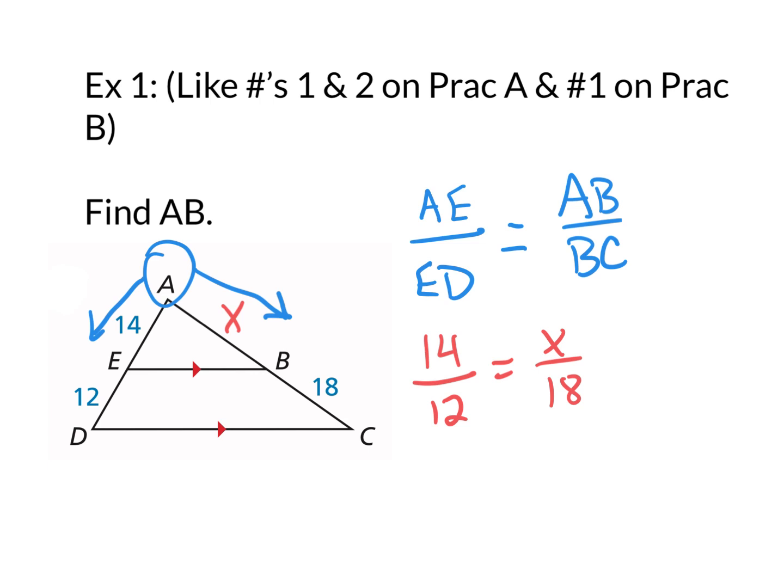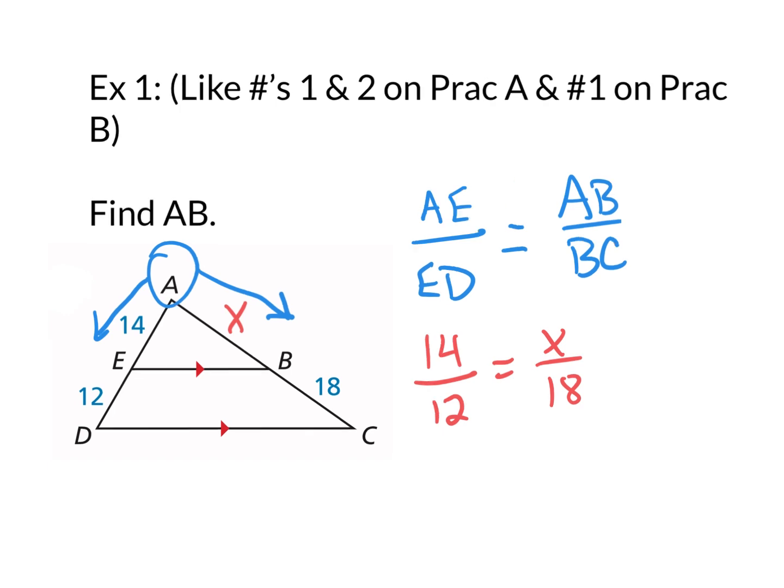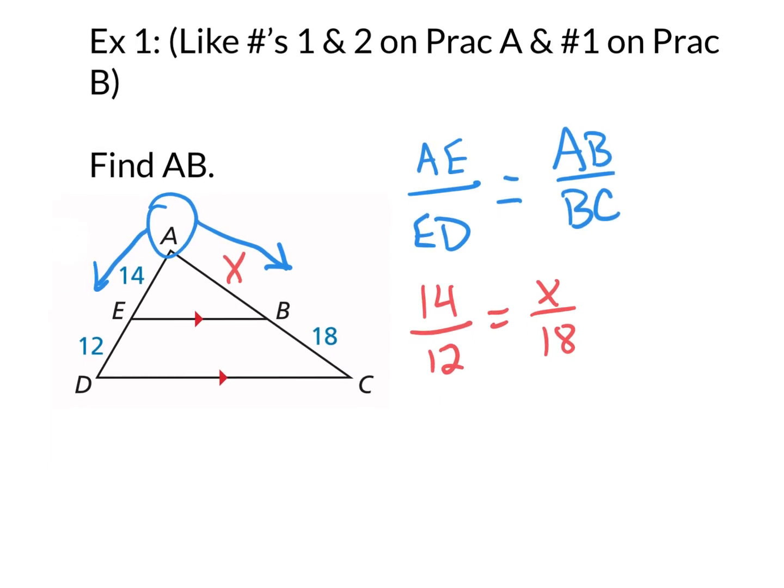All right, now we've got a nice proportion set up. So now we can just cross multiply and solve for it. So this is now like that worksheet we did the other day. So I'm going to cross multiply. 14 times 18 equals 12 times x, or just 12x.